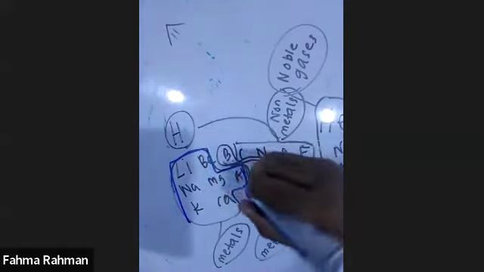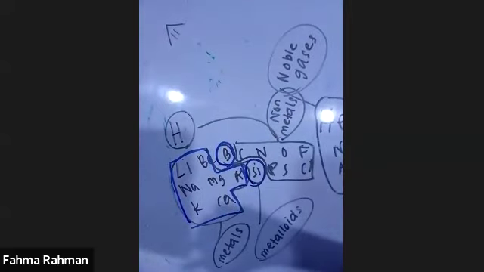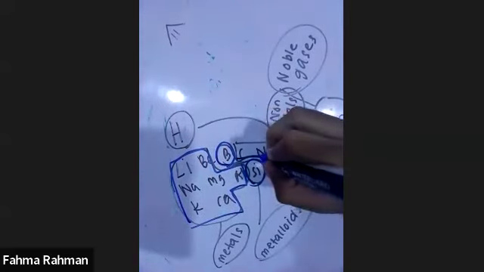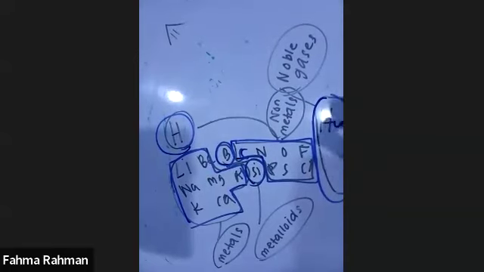Just remember, lithium and all these up to aluminium are metals. Boron and silicon are metalloids, while these eight are nonmetals. These eight are nonmetals, while these are classified as noble gases: helium, neon and argon. So this is how the periodic table is divided.